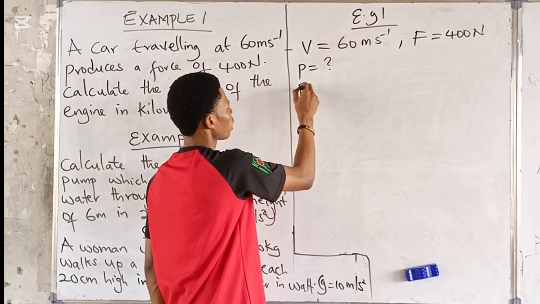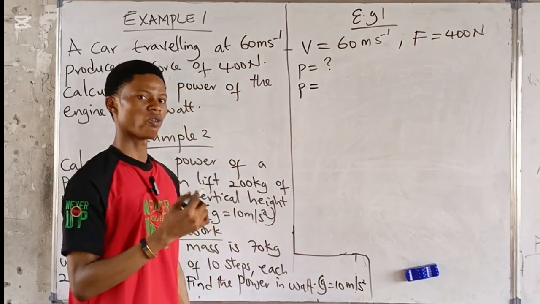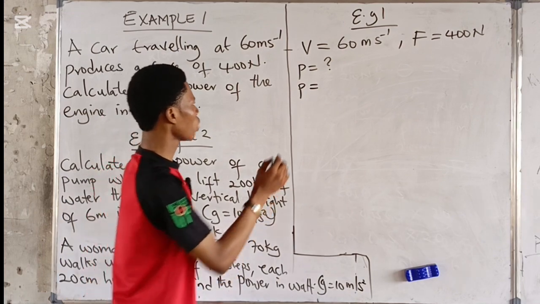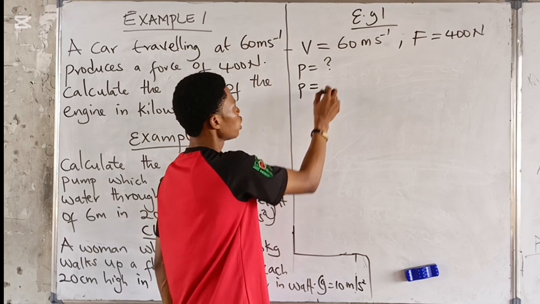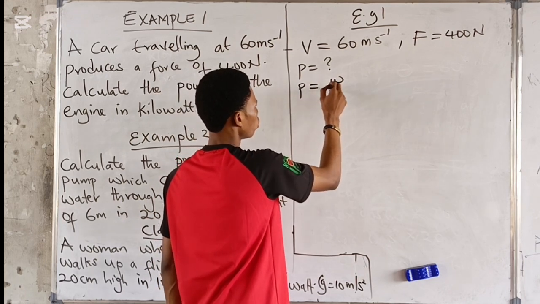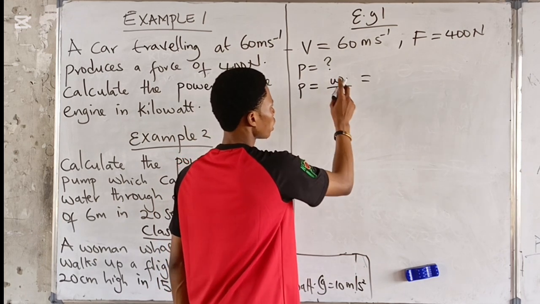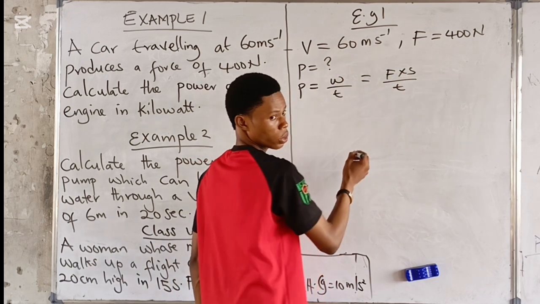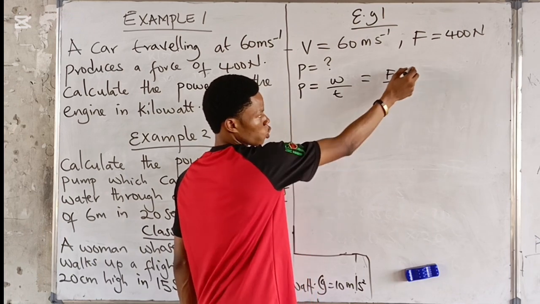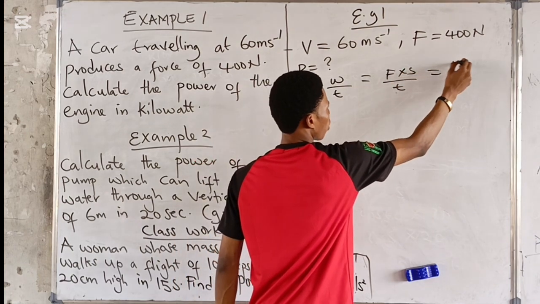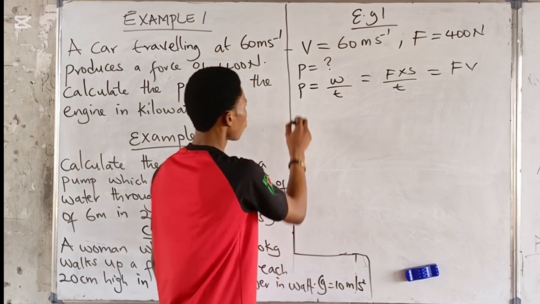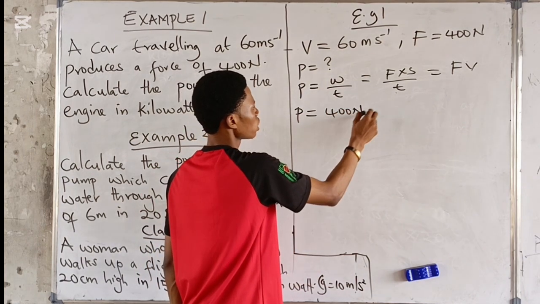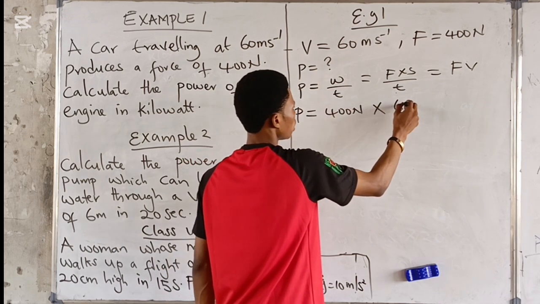But you agree with me that power is equal to work done over time taken, right? And from the beginning of this video, you saw that we said power is also what? If power is equal to work done over time taken, we said work done is force times distance, right? All over time, is it not? And we said distance over time is velocity. So it means power is equal to force times velocity. So power of the car is equal to the force, 400 newtons, times the velocity, 60 meters per second.